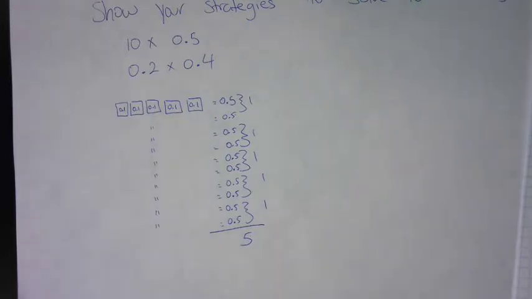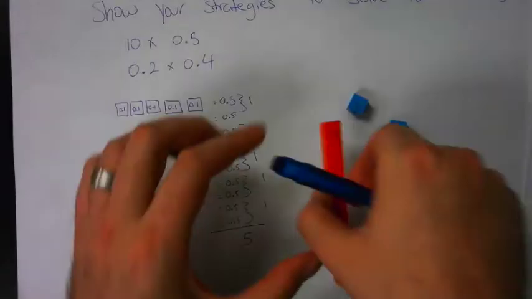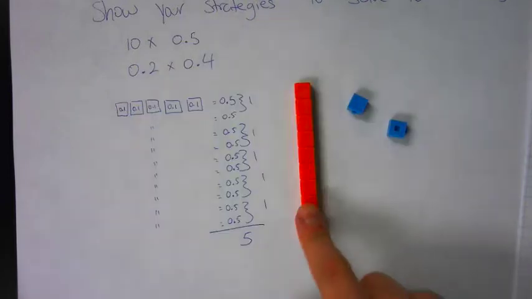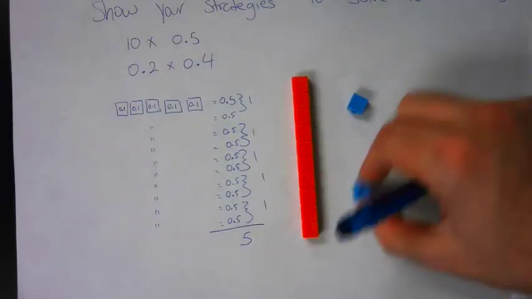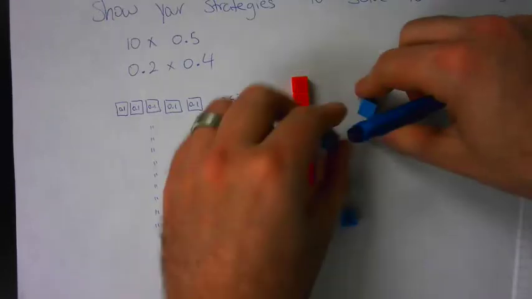Tom? I have a question. Go for it. If you're using those small blocks, wouldn't it be 0.01? Well, that is the tricky part, is how you are using these blocks. Because if you use this as your 1, then you need 10 of these guys, right? So then this block is 0.1.